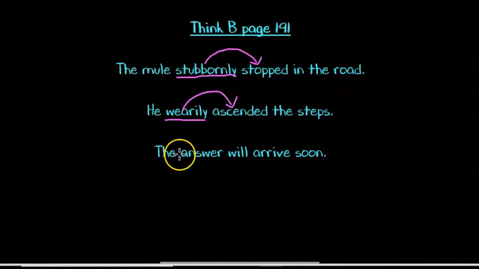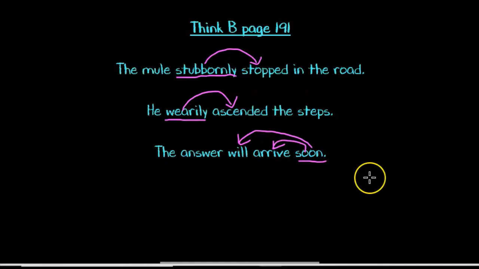Okay, what is our adverb? All right, so this one was a little trickier, but it's soon. All right, great job. Now, what word does it describe? Well, we know it's going to be a verb because there are no other words after it, right? So it's got to be a verb. Do you see the verb in this sentence? Oh, will arrive. All right. So will arrive is the verb phrase that soon describes. All right.